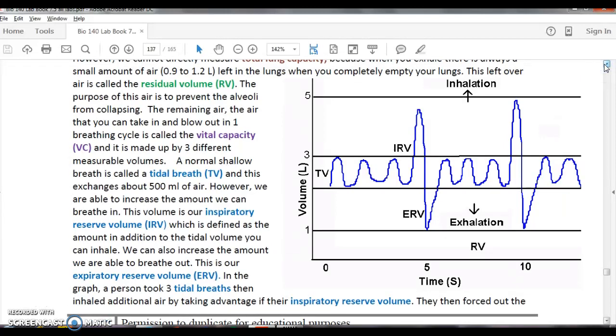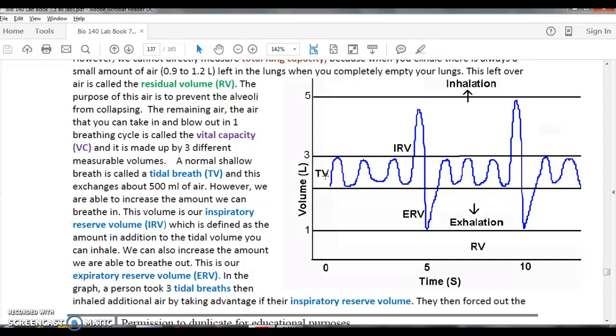This video is to show you how to do the procedure for the forced vital capacity and expiratory flow portion of the respiratory lab. In the previous part, we found different volumes for the lungs. We found the tidal volume, which is the normal breath in and out, about 500 milliliters. We also found the inspiratory reserve volume. That's what you're able to take in.